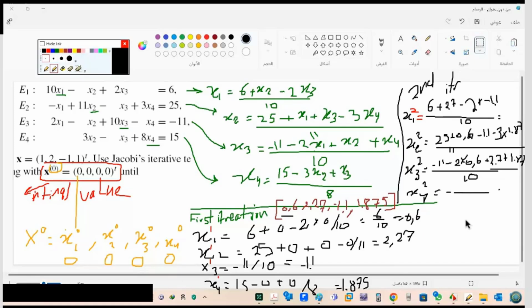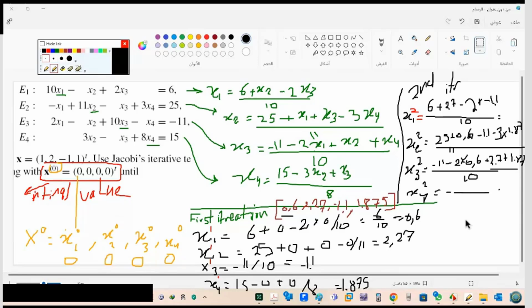When you studied, for example, the bisection method, or the fixed point method, or the Newton Raphson method, we said for one error, exponential minus 2 means 0.00 error. Here we have error, but how many errors here? We have four errors, so you have to make a table for four errors. If one error of them is more than the limit, you have to repeat.